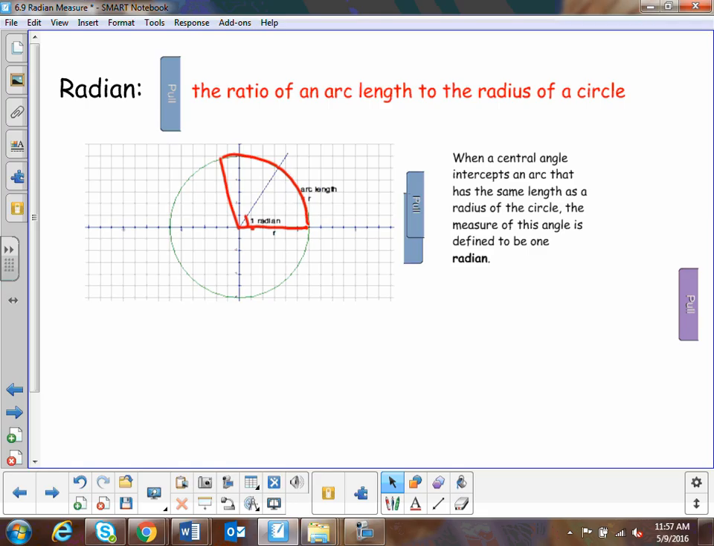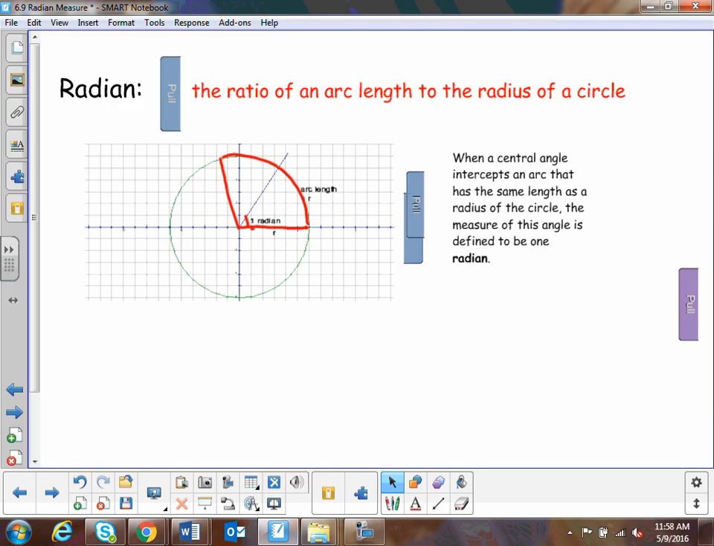Yes, there is. We're going to talk about that right now, okay? So, again, just reading, you don't have to write everything down. You write down whatever you feel is needed, okay? When a central angle intercepts an arc that has the same length as the radius, then the measure of that angle is defined to be 1 radian, okay? If you want to just draw the picture and not write out the words, I know that can be a bit much.